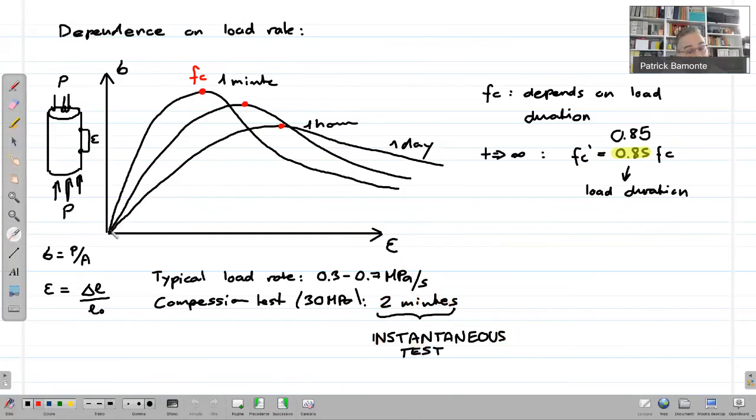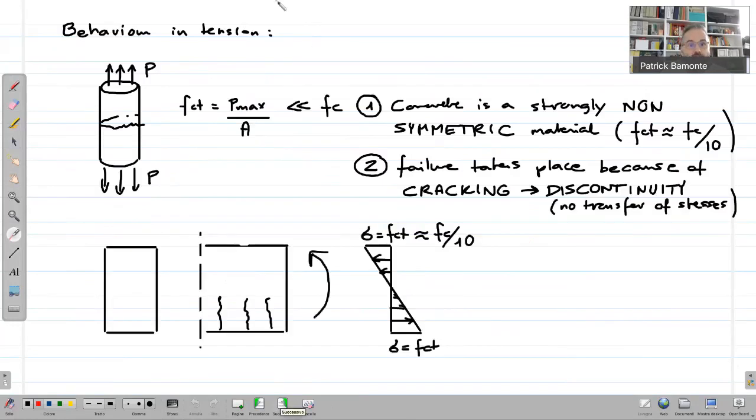But if you consider the role of the duration, the compressive strength you measure is lower. Clearly, this is relevant when you do structural design, but you cannot do laboratory tests that last like 1 hour or 1 day. It's time consuming, and time, sorry to put it in this way, is money. So we typically do instantaneous tests, but when we do the calculations, we have to take into account the role of load duration, okay? And then, of course, there was the big issue about the behavior in tension.